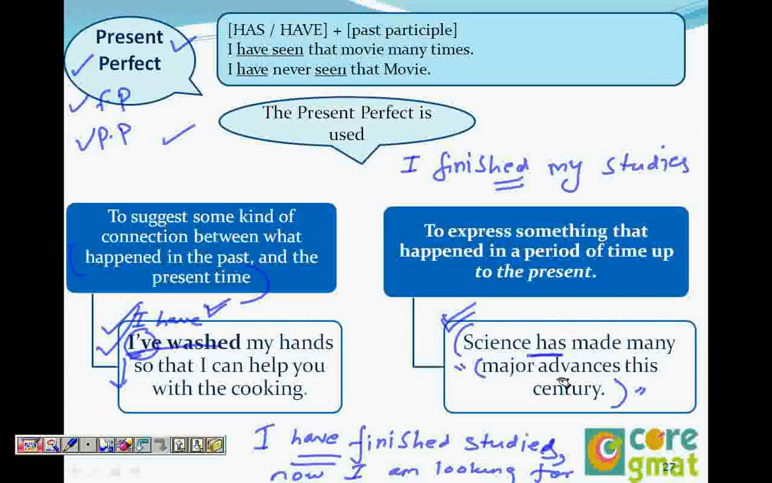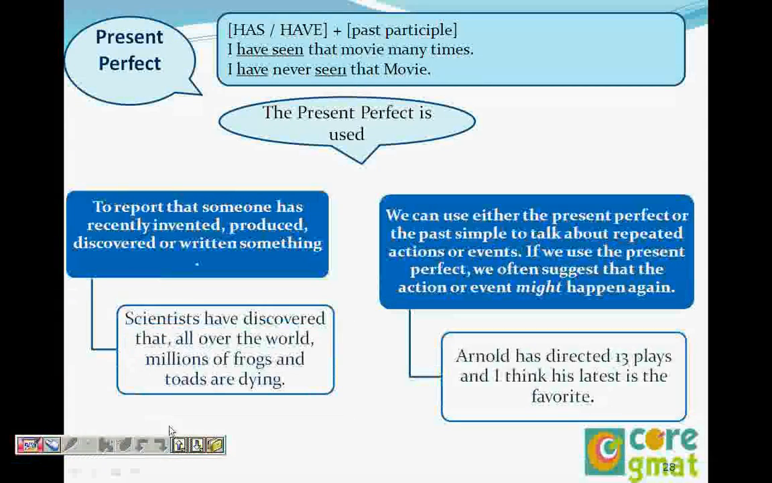Had it been, let's say, that the advances are not currently ongoing, you would have said "science made many major advances last century." That means I cannot use "this century." "Science made major advances last century" would have meant that nothing is happening anymore. Okay, so let's go to the next line.